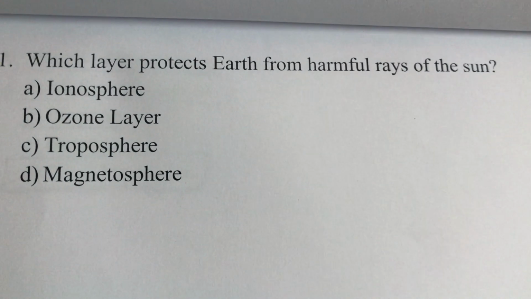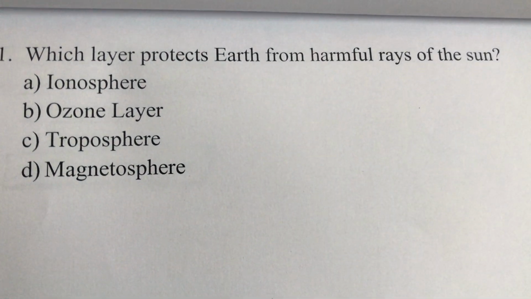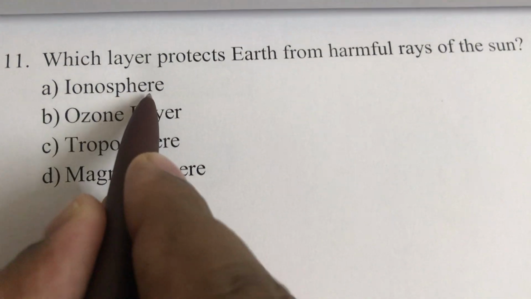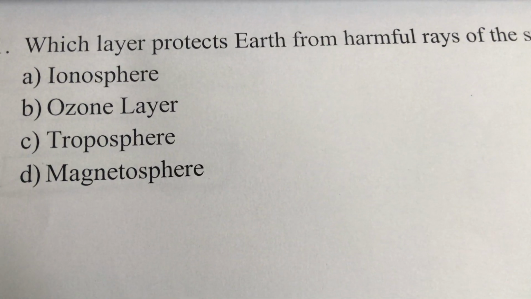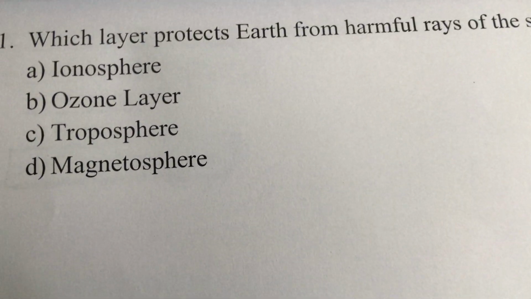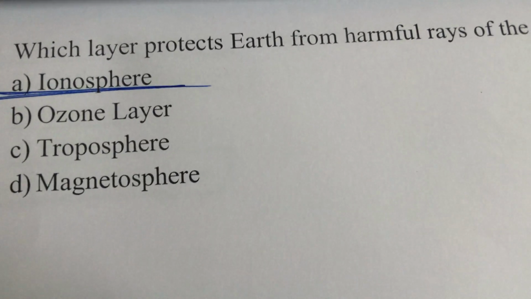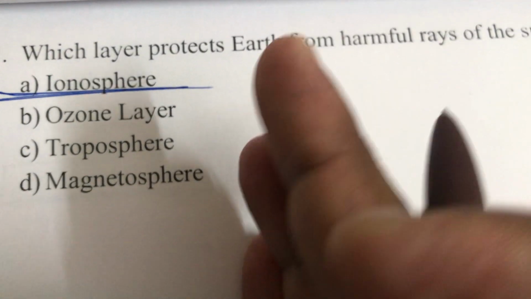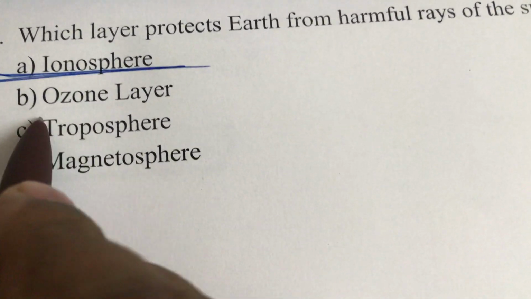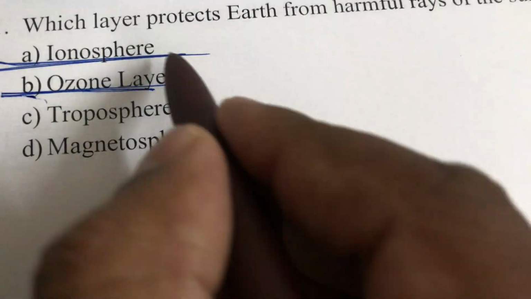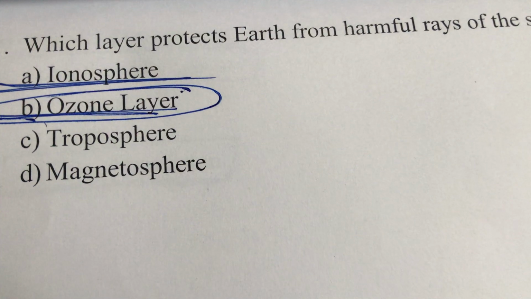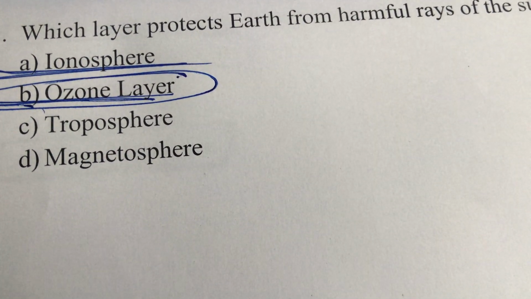Next one, which layer protects Earth from harmful rays of the sun? Option A is ionosphere, option B is ozone layer, option C is troposphere, option D is magnetosphere. The ionosphere is the layer available in the topmost region, acting like a connecting point between the earth's atmosphere and space. The second option is the ozone layer. The ozone layer is a blanket for our earth which protects it from harmful radiations coming from the sun or from outer space.